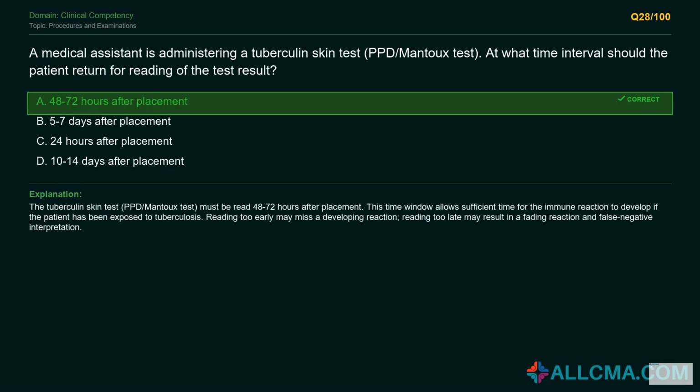The correct answer is A. The tuberculin skin test, PPD/Mantoux test, must be read 48 to 72 hours after placement. This time window allows sufficient time for the immune reaction to develop if the patient has been exposed to tuberculosis. Reading too early may miss a developing reaction. Reading too late may result in a fading reaction and false negative interpretation.